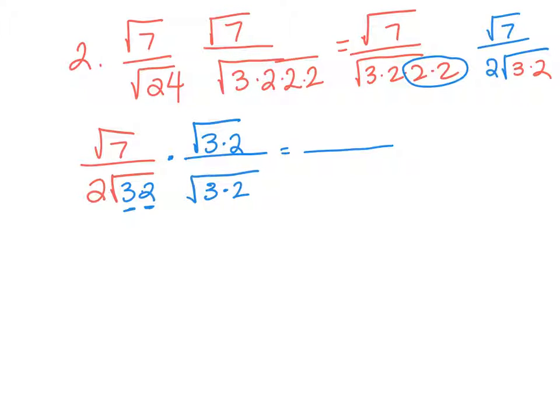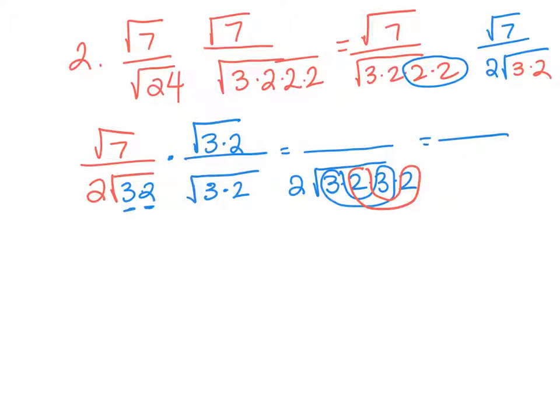Over here, on the bottom, I have a 2, and if I wrote everything under one radical, I have 3 times 2 times 3 times 2. Okay? So I have a pair of 3's, and I have a pair of 2's. So now that comes out. So now outside, I have a 2, I have a 3, and I have a 2. And at the top, I have a 7, a 3, and a 2.